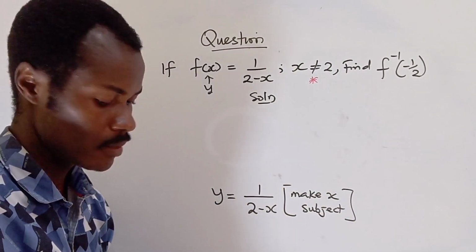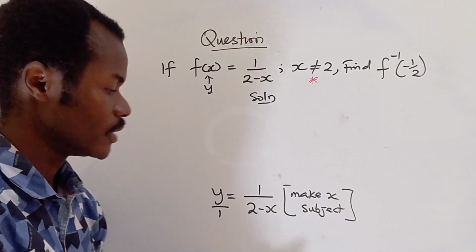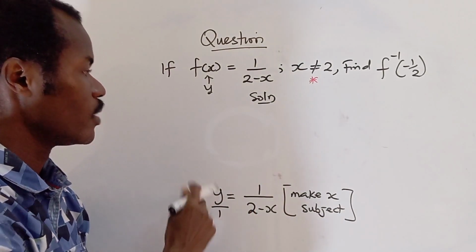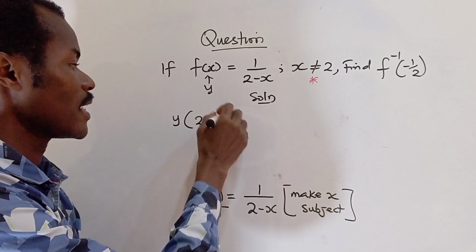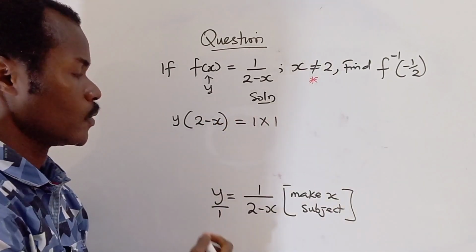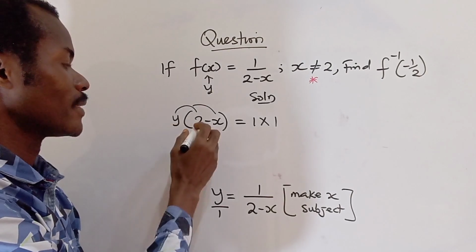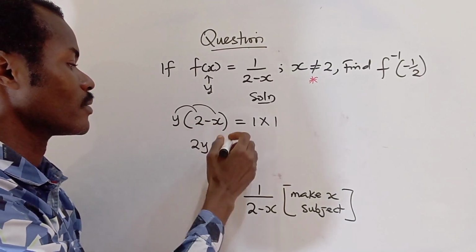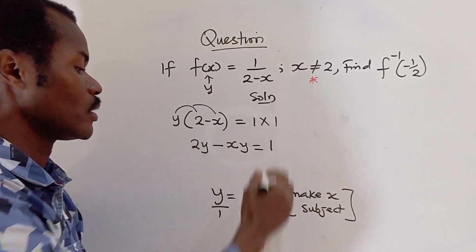Now to make x the subject, first of all, this can be written as over 1. So I'm going to cross multiply. If I cross multiply, we are going to have y multiplied by 2 minus x, which is equal to 1 multiplied by 1. So let's open this bracket. y will multiply this and this, so y times 2 is 2y, minus y times x is minus xy, which is equal to 1 times 1, which is 1.